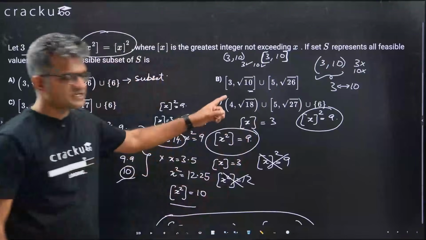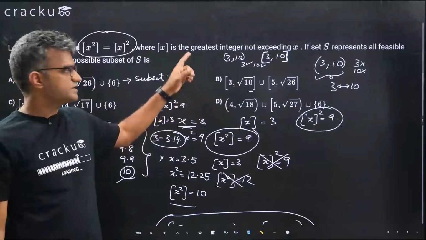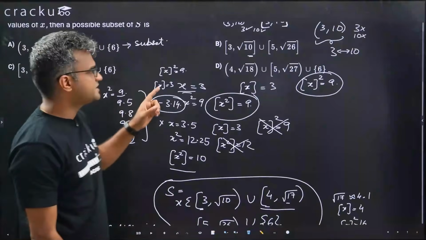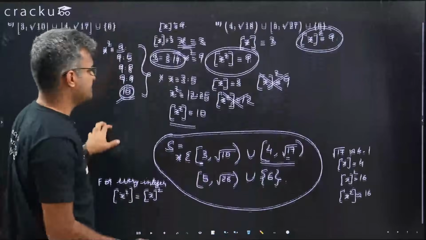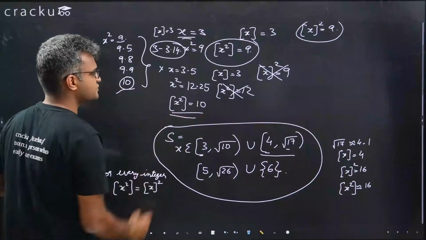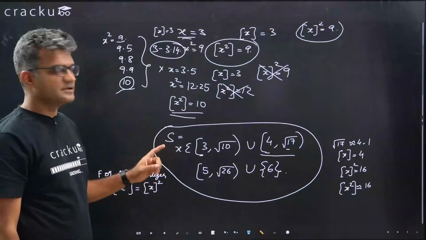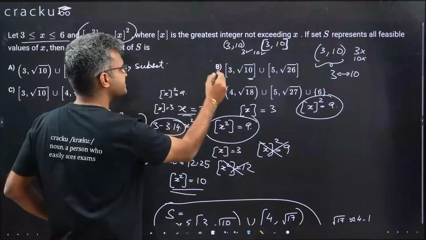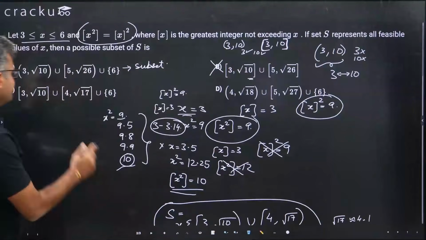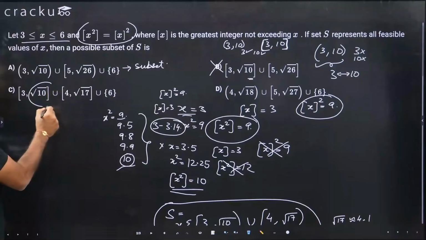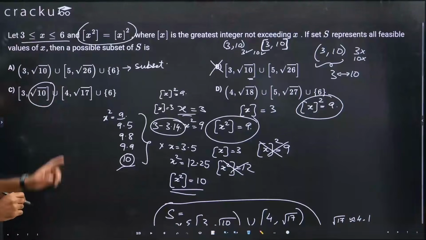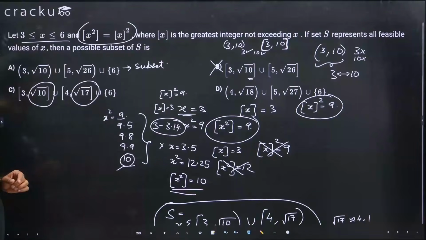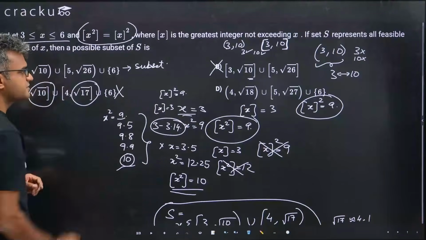Here you are given square brackets. So it is being mentioned that square root of 10 belongs to this subset, but square root of 10 does not belong to S. Remember that square root of 10, we discussed this earlier. The integer part of x square will be 10. Therefore, square root of 10 does not belong to S. So this is not a subset. Even over here, we are given square root of 10 and a square bracket. So they are including this, even square root of 17, both of them don't belong to S. So this is not a subset.